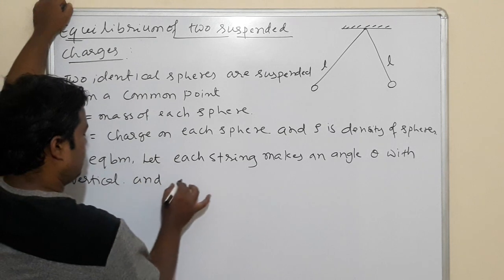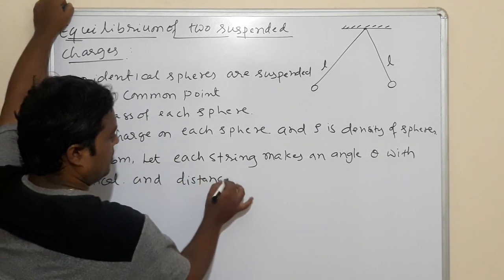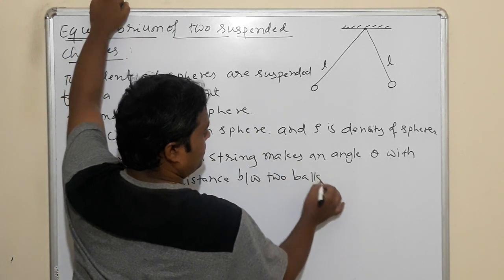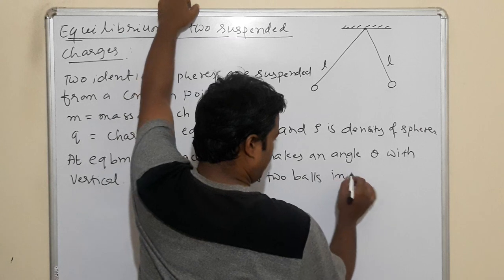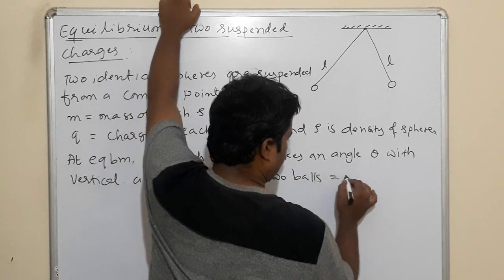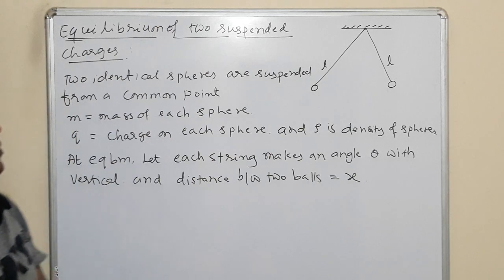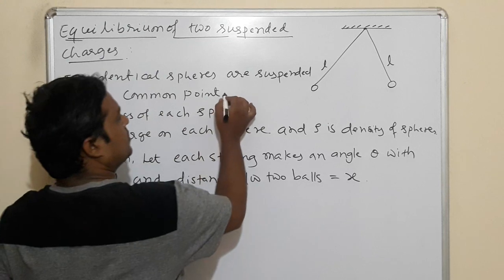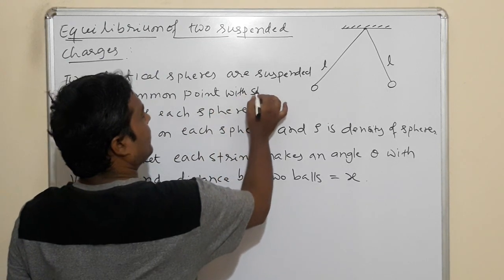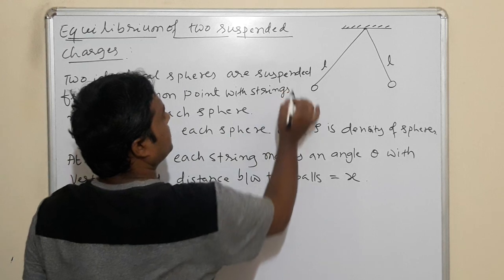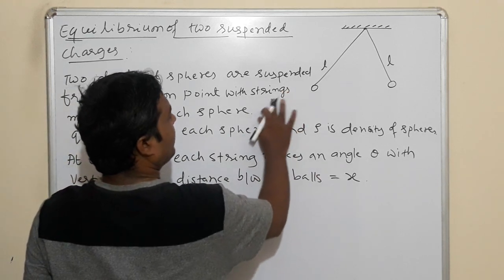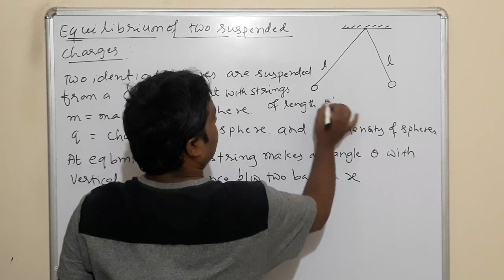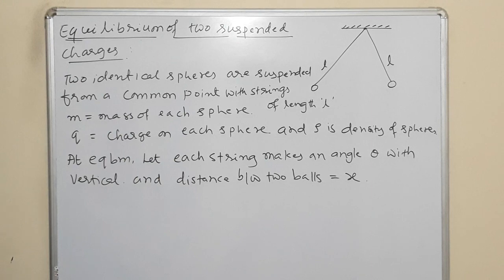and the distance between two balls in equilibrium, let us suppose it is x. Okay, suspended from a common point with strings of length L. So this is the situation.